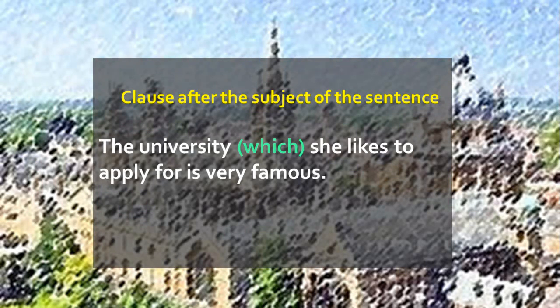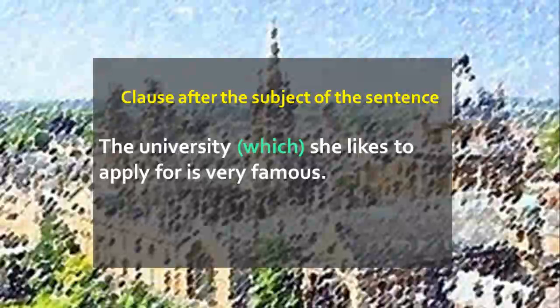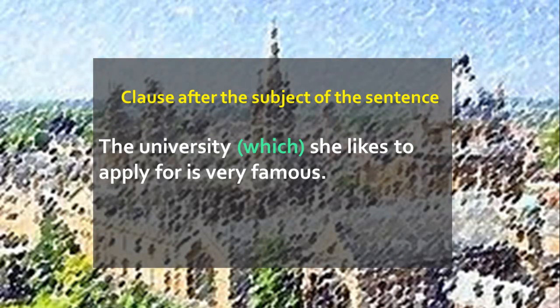The university which she likes to apply for is very famous. So as you see, which is a relative pronoun as an object, because the university is in fact an object. But in this special sentence, because we start the sentence with the university, it is the subject of the sentence. So the clause, which she likes to apply for, comes after the subject of the sentence, which is the university. We can also drop which and say, the university she likes to apply for is very famous.